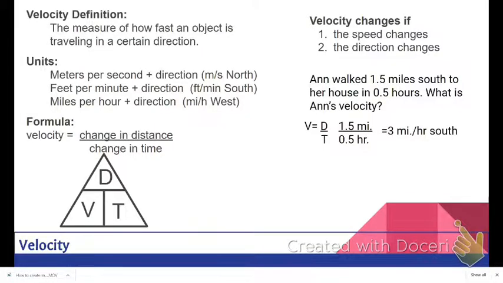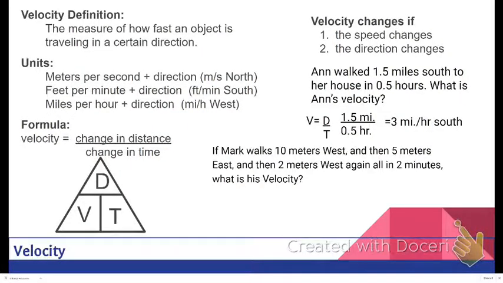All right, another practice problem here. If Mark walks 10 meters west and then 5 meters east and then 2 meters west again, all in 2 minutes, what is his velocity? And so how you would solve that, again, velocity equals distance over time. So our distance is going to be on top and our time is going to be underneath to divide.